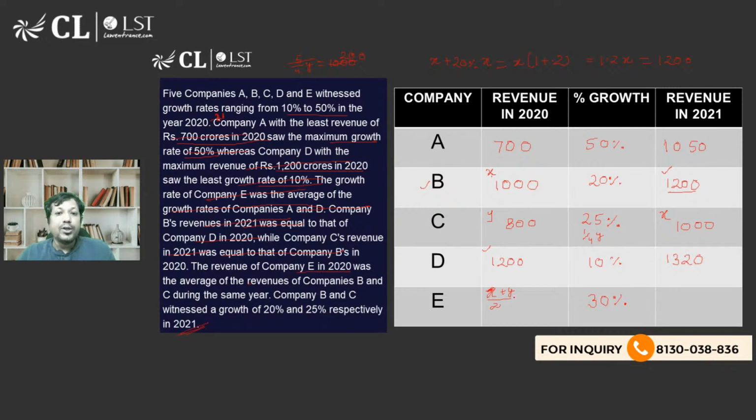So what is the revenue of E? That is going to be 1000 plus 800 divided by 2. So it is going to be 900. It grew by 30%. So 30% of 900 is 270. So it is going to be 1170. That's it. I got everything that was needed to solve the question. I filled the table completely.